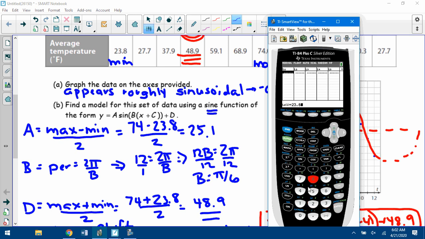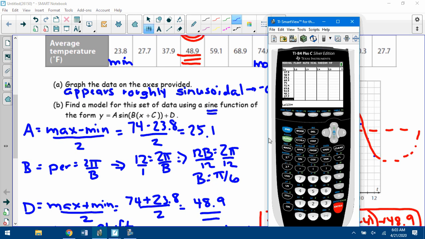So 23.8, 27.7, 37.9, 48.9, 59.1, 68.9, 74.0, 72.4, 64.4, or wait, 64.6, 52.5, 40.3, and 27.7.